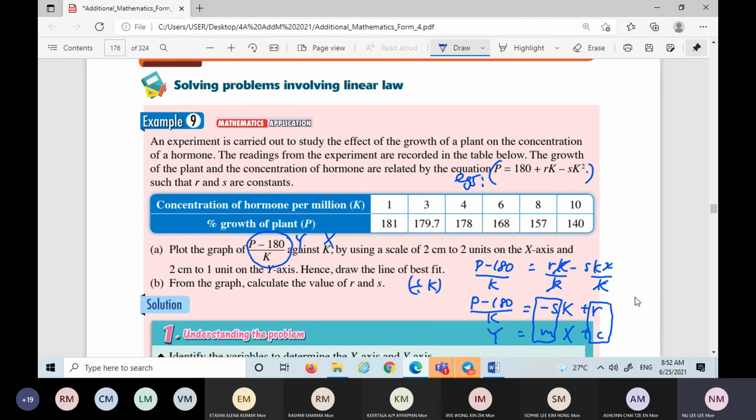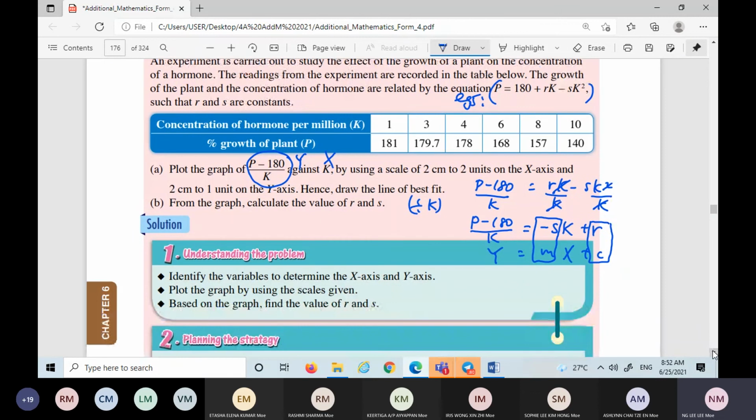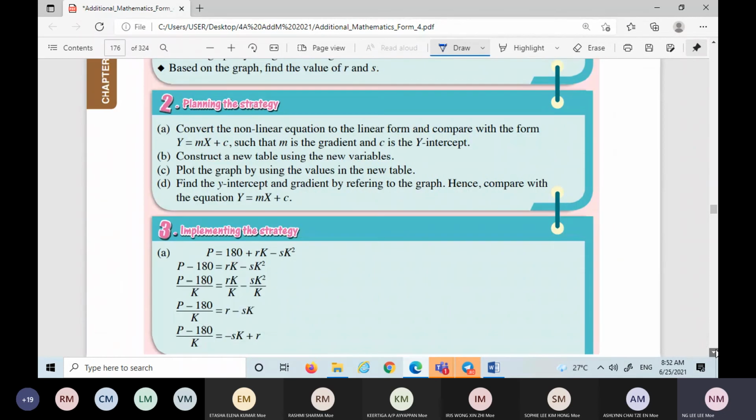So same thing, your capital letter Y, you need to build a table for it, together with the K, easier. Then you have to calculate the values one by one. For example the first pair, 181. So 181 minus 180 divided by 1, when K is 1. Then build a table. After that, plot the graph. From the graph, calculate the values of R and S. Okay, so we continue. We see the answer.